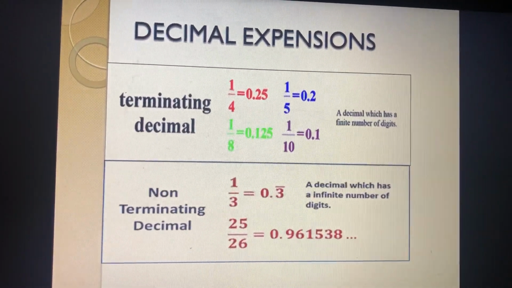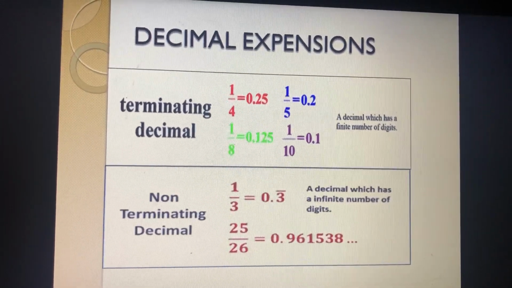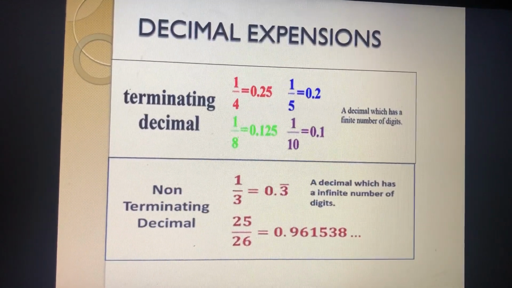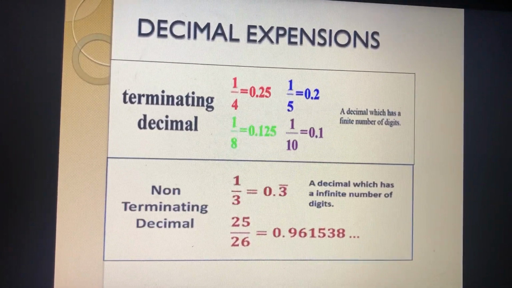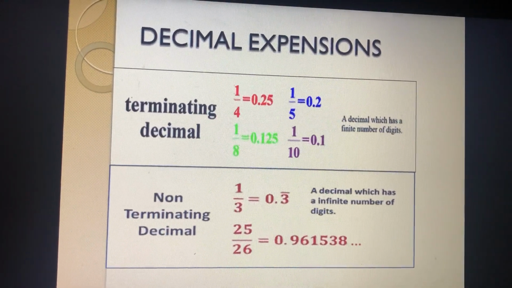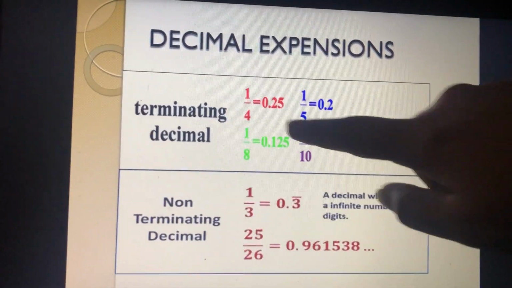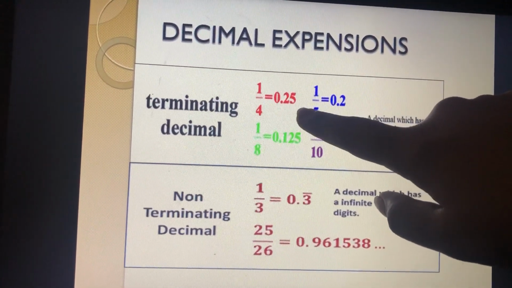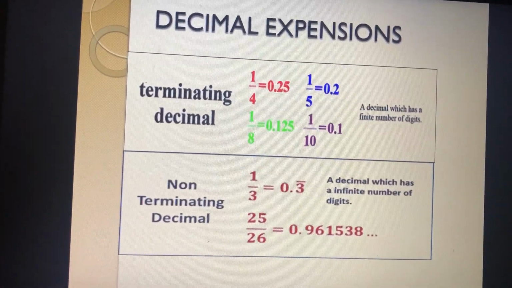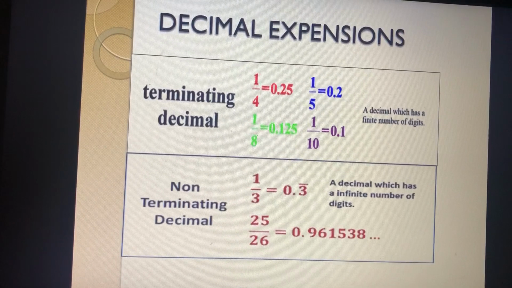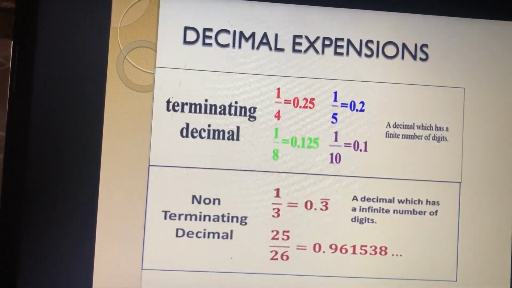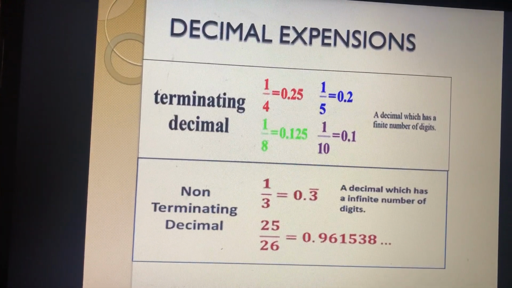Now we will study the decimal expansion. Decimal expansion is divided into two parts: terminating decimal and non-terminating decimal. Terminating decimals are those decimals which give us remainder 0 when we divide two numbers. If we divide 1 upon 4, we get the answer 0.25. That means the remainder is 0, so that type of number is called a terminating number. A decimal which has a finite number of digits is also called a terminating decimal.